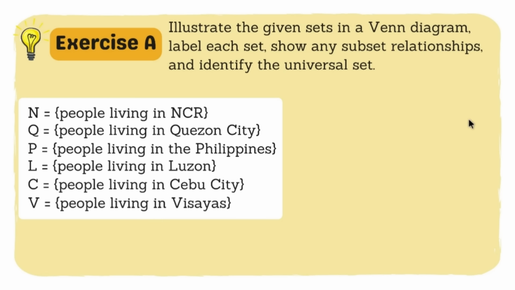So if we're going to draw a Venn diagram dito sa side, ano ang magiging itsura niya? How are they going to be related?